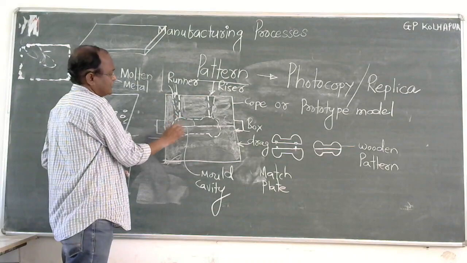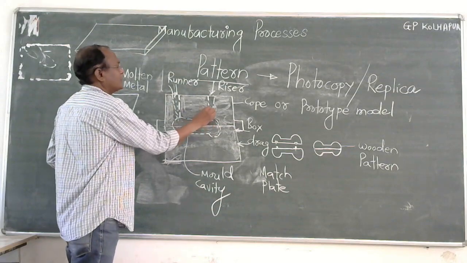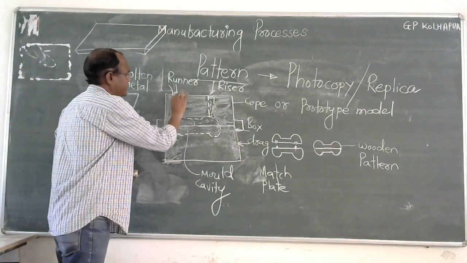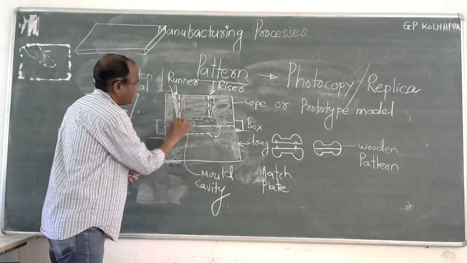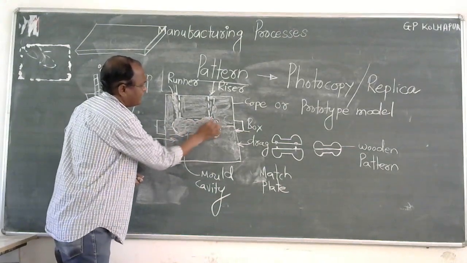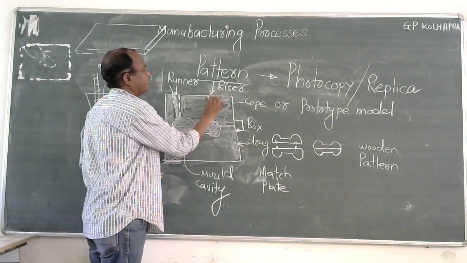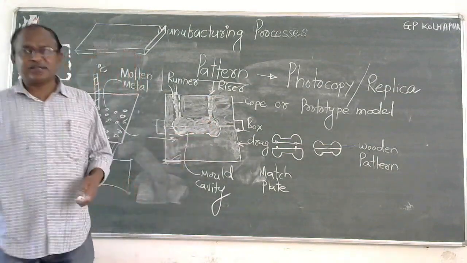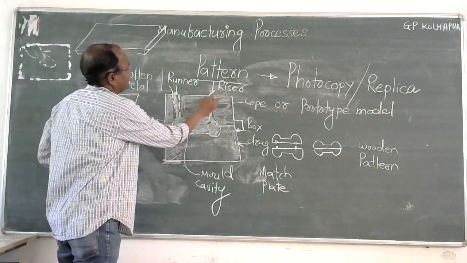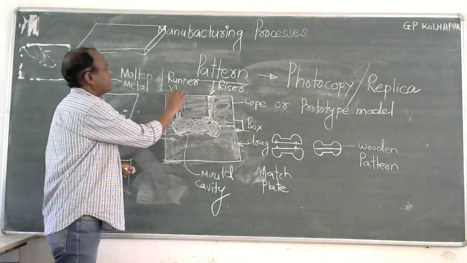It will come from the downside of the half pattern and then go through the riser. It rises up to this. After filling this portion, all the portions are filled up with the molten metal. After filling this, it rises again in the riser. The riser will indicate that all the portions of the cavity are filled with the molten metal. So keep this. This is called the casting process.